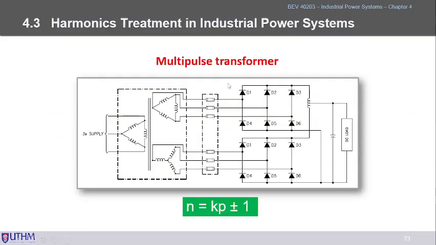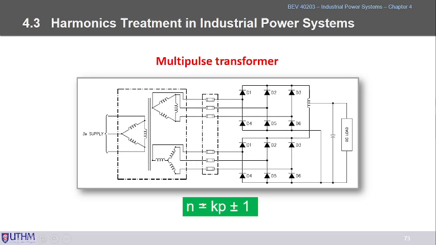And the multi-pulse transformer. The multi-pulse transformer could be running at 6 pulse, 12 pulse, 18 pulse, or 24 pulse, etc. The common ones are 6 pulse or 12 pulse. So the 6 pulse is for one leg of the 3 phase, and another leg of the 3 phase is a 12 pulse.